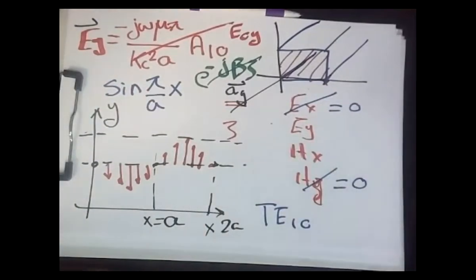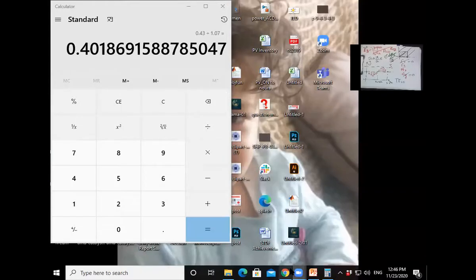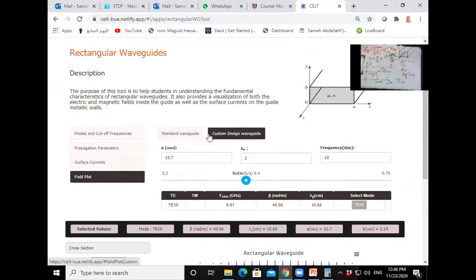So let me please share the screen. And let's go to our mode. So this is the same adjustment. I go now to the fourth tab, which is the field plot. I adjust A to be 10.7 millimeter. Epsilon R is 2. Operating frequency, for example, 10 gigahertz.